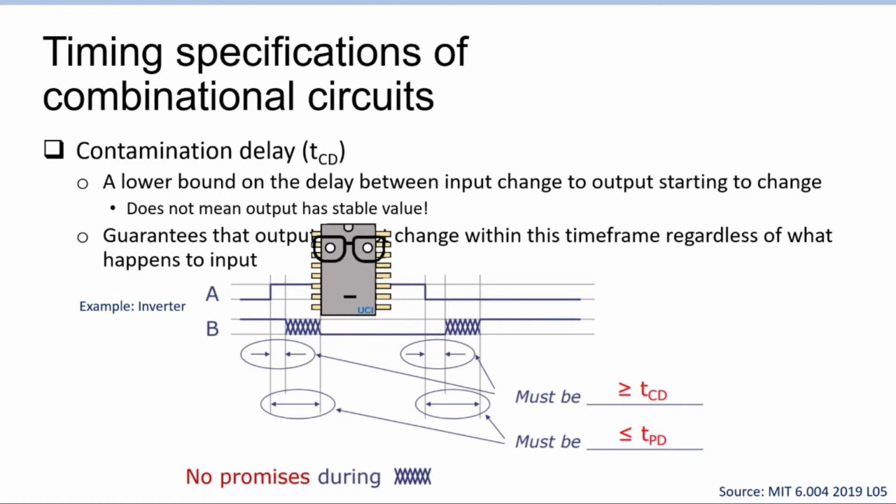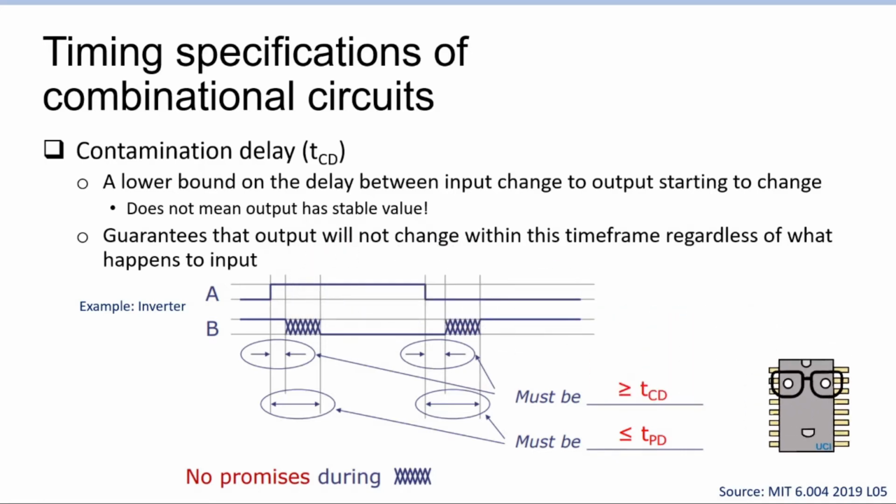What this means in the grand scheme of things will become clear in a bit, but given an example of an inverter, meaning if the input changes, the output changes to its opposite, the contamination delay would be the time between when the signal changes here and until the output signal goes into an undefined state. And this is a characteristic that either component designers or circuit designers or architects have to optimize for.